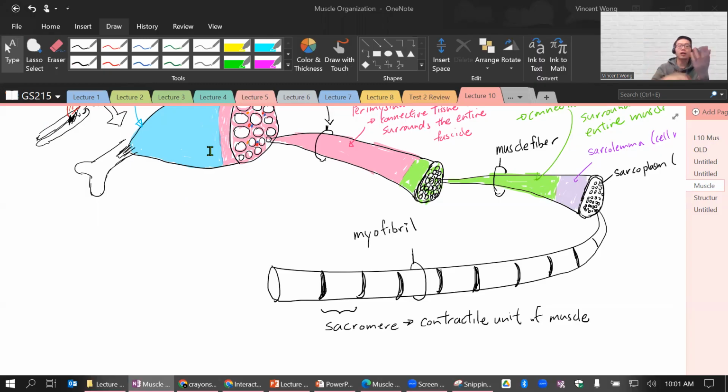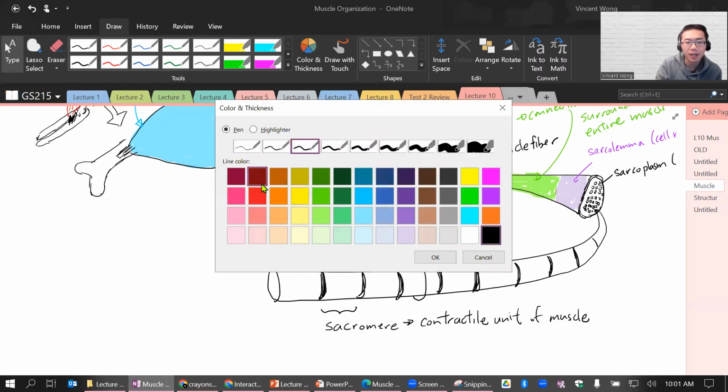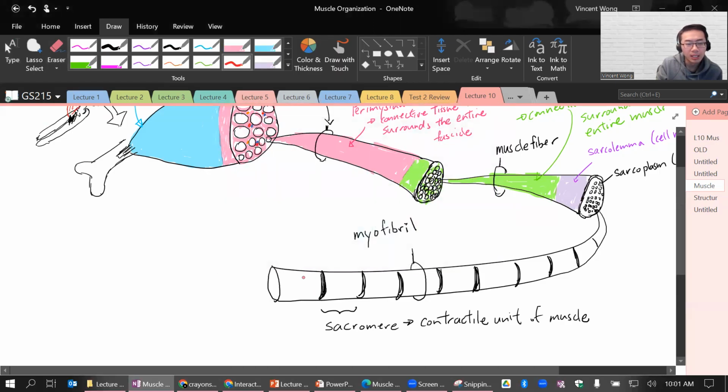Okay, so the contraction is produced by the sarcomere, and inside the sarcomere there are two types of fibers. I'm just gonna put them here for completion, and we're gonna explain more later. Okay, so we have the thin filament, which is called actin, which is represented here by the red lines. Okay, so these are actin.